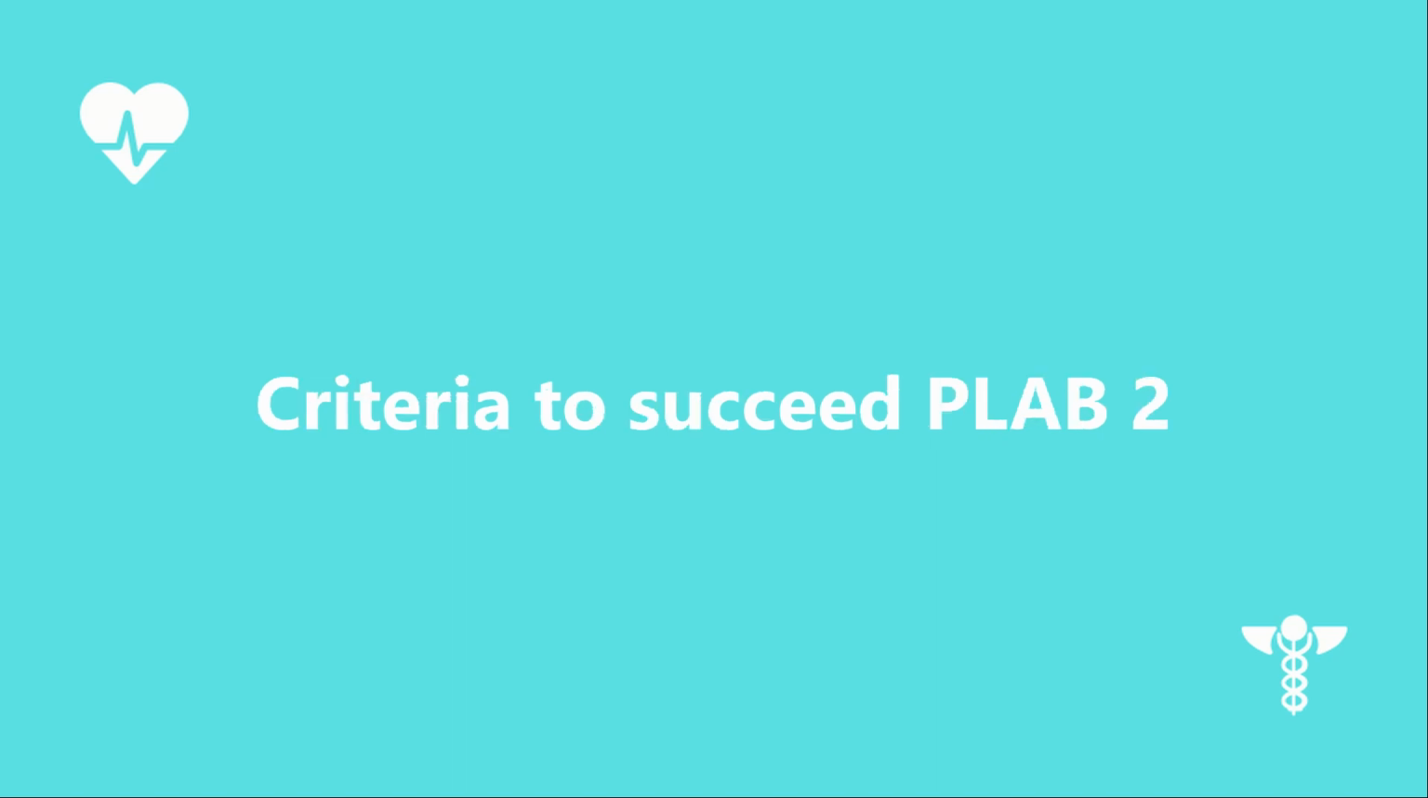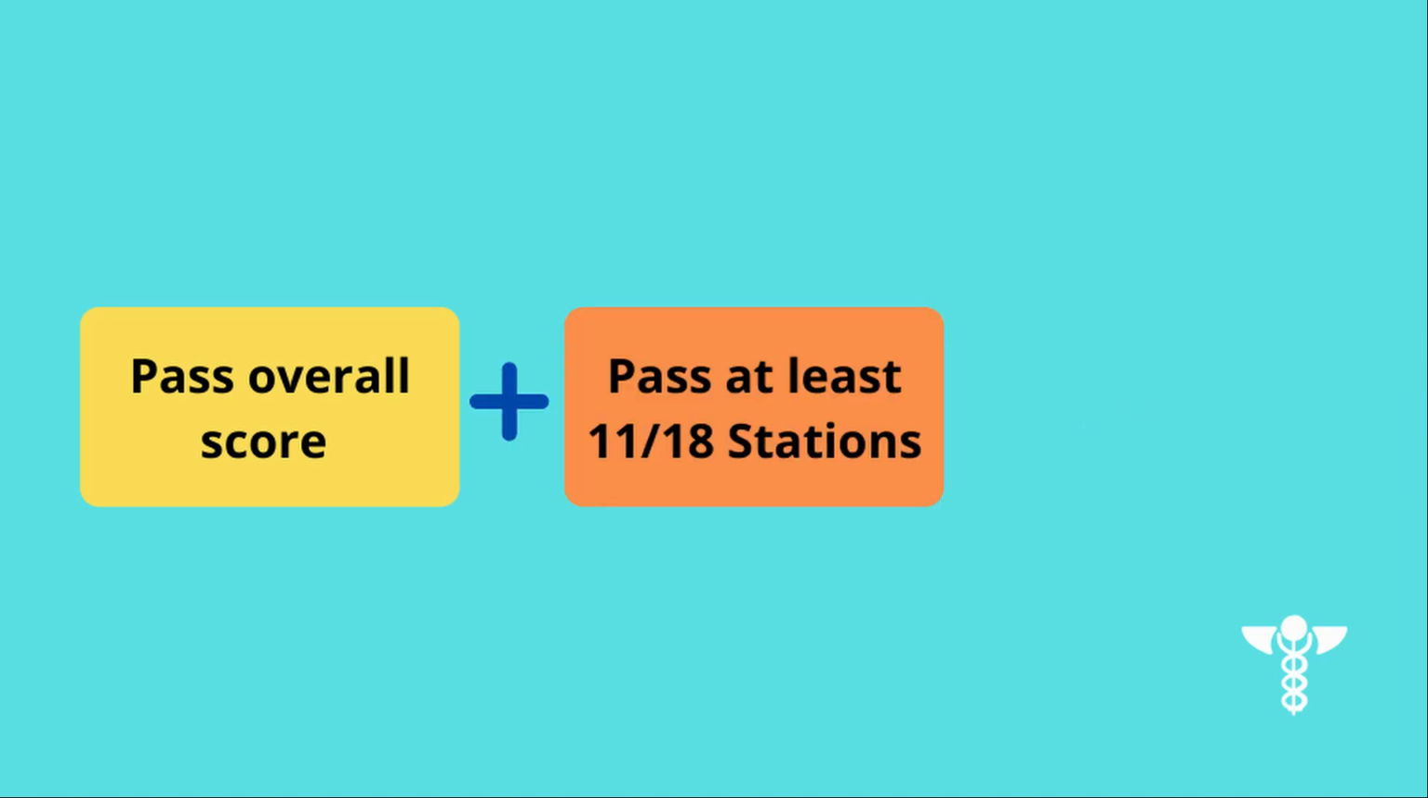What are the criteria to succeed PLAB 2? There are two criteria. The first criteria is the overall score you obtain. You need to obtain an overall score equal or above the pass mark. The pass mark varies according to the difficulty of the exam and how well the other candidates have done. Generally, the pass mark is around 115 to 130 out of 260. The second criteria is the number of stations you pass. You need to have passed at least 11 out of 18 stations.